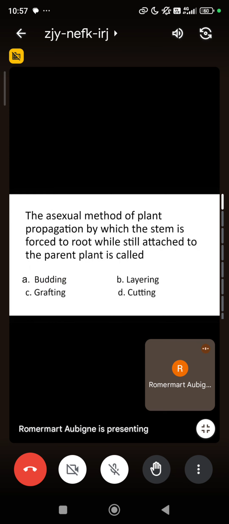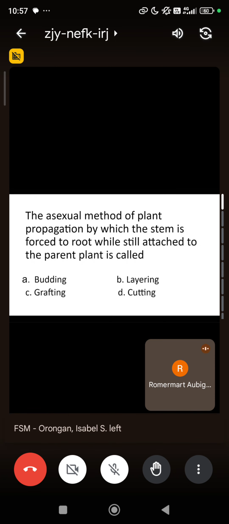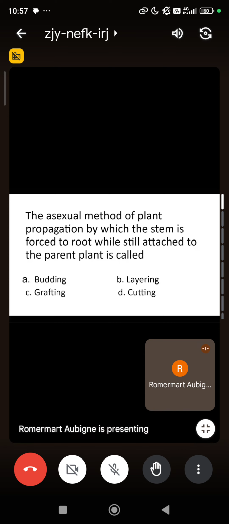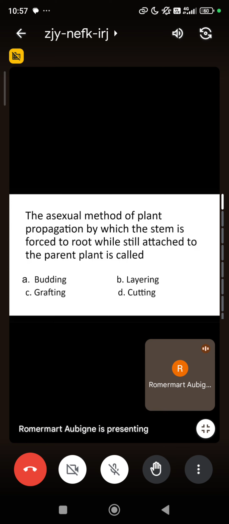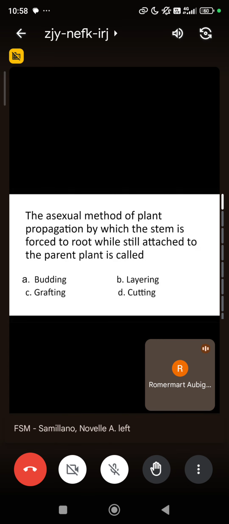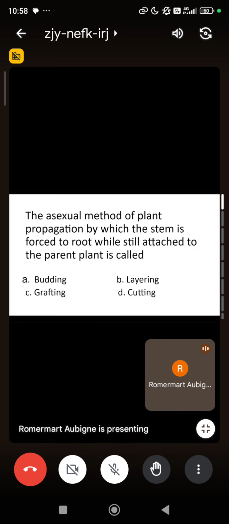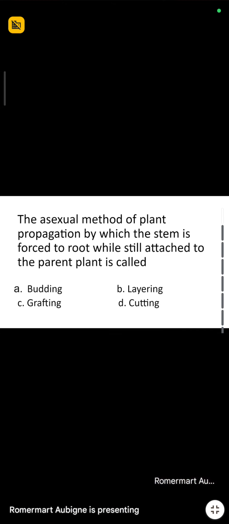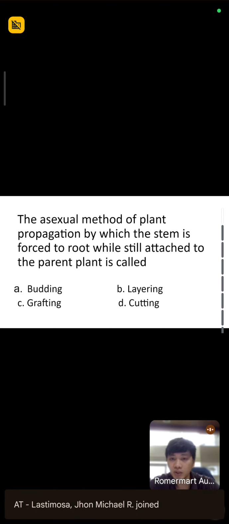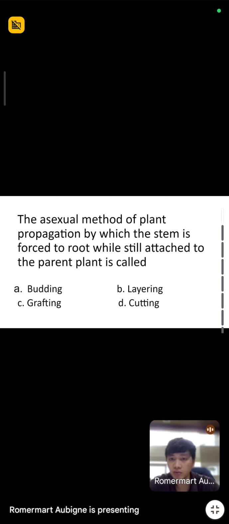Next, a sexual method of plant propagation by which the stem is forced to root while still attached to the parent plant is called, ano ang tawag natin doon? A. Budding, B. Layering, C. Grafting, or D. Cutting. Yan ang mga sagot ng ating mga students.